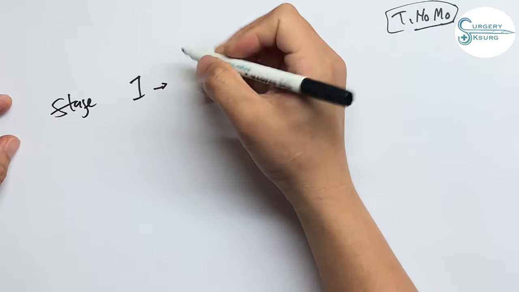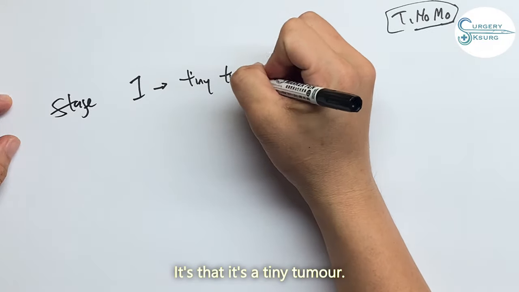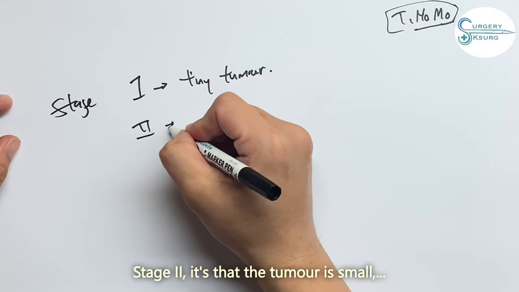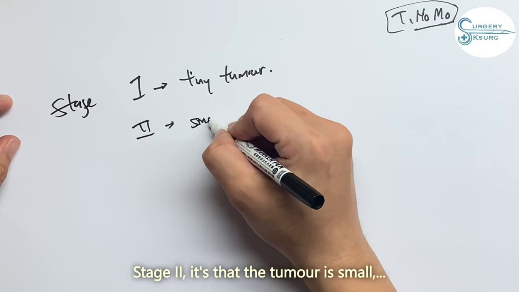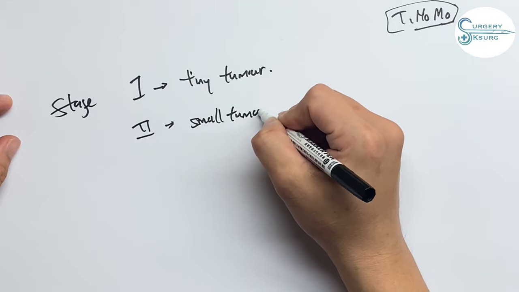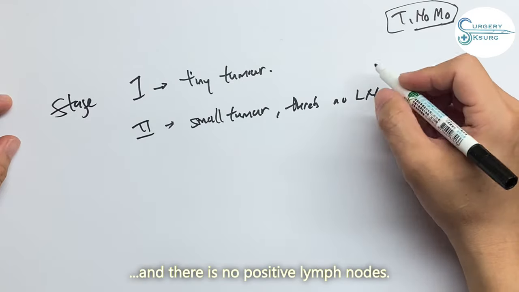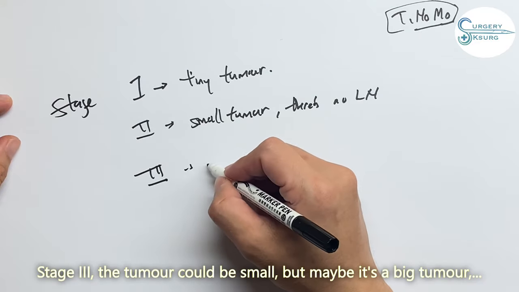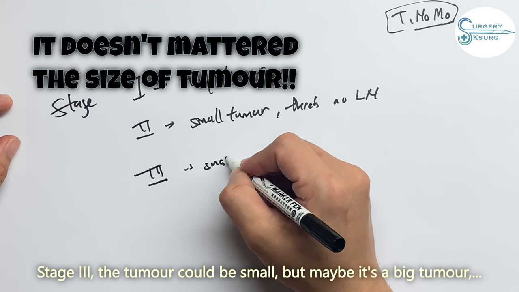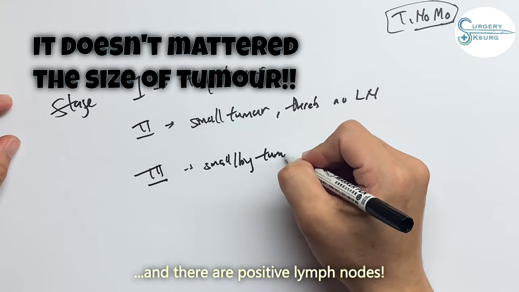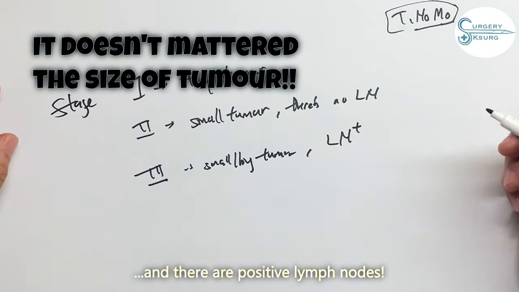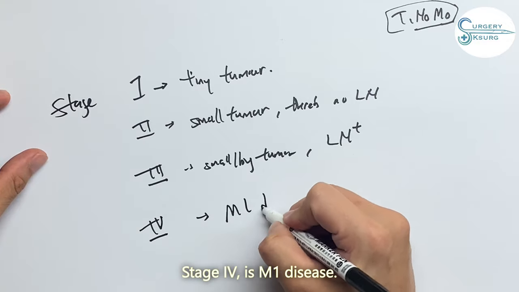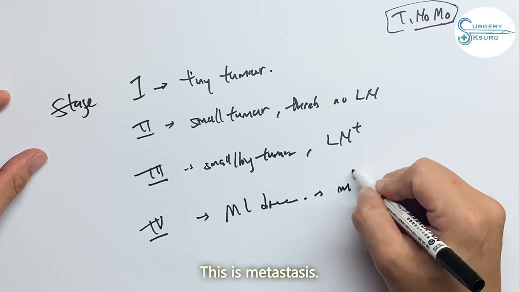Stage 1, what does it mean? It's a tiny tumor. Stage 2 is that the tumor is small, there's no positive lymph nodes. Stage 3, the tumor is, okay, a bit small, but maybe it's a big tumor, and there are positive lymph nodes. Stage 4 is M1 disease, or this is metastasis.